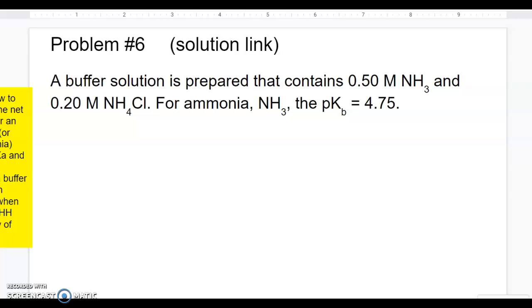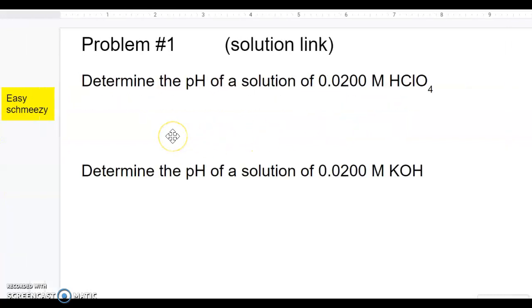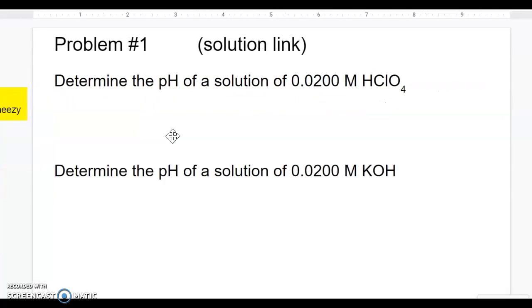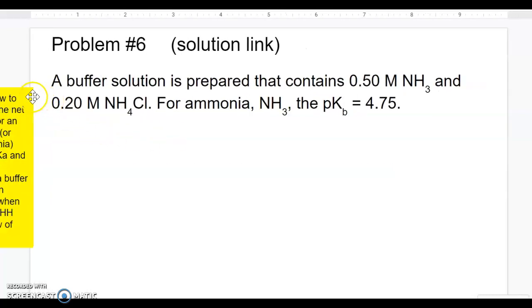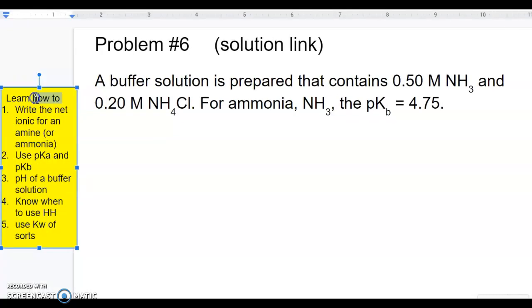All right, again, AP Chem peeps, we're going to take a look at problem number 6. A buffer solution is prepared that contains 0.50 molar NH3 and 0.20 molar NH4Cl. Ammonia is NH3. The pKb is 4.75. Oh man, pKb. The thing about this problem is that we're going to focus on this stuff.